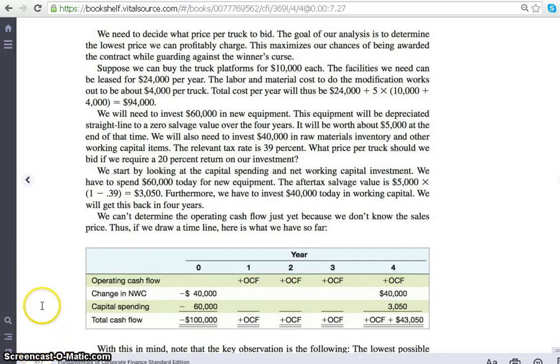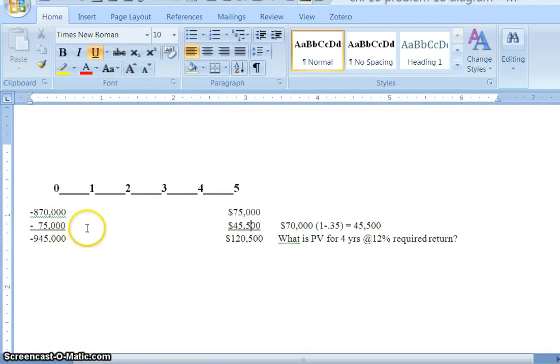One of the first things that you should do is do some kind of outline or timeline that shows your initial outlays of cash and the cash you're going to recoup at the end. So here's a timeline, and we're going to show that the $870,000 that we spend initially for equipment is going to be spent at year zero. Additionally, we have $75,000 investment in net working capital. So our total initial investment is $945,000. And we know that we will recoup the $75,000 in net working capital at the end of the project.